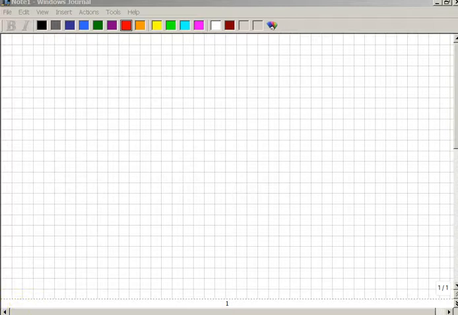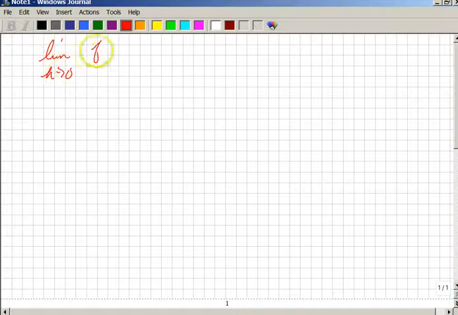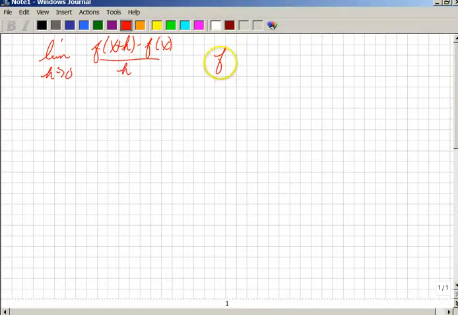All right, we're going to look at the basics of the trig derivatives. So we're going to start off by using the definition of derivative, the formal definition, which is the limit as h approaches 0 of f of x plus h minus f of x all over h. And what we want to do first is find the derivative of the function sine of x.